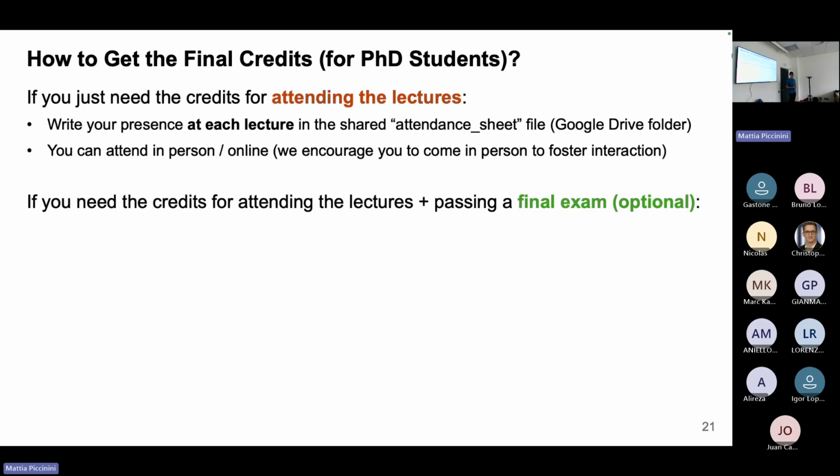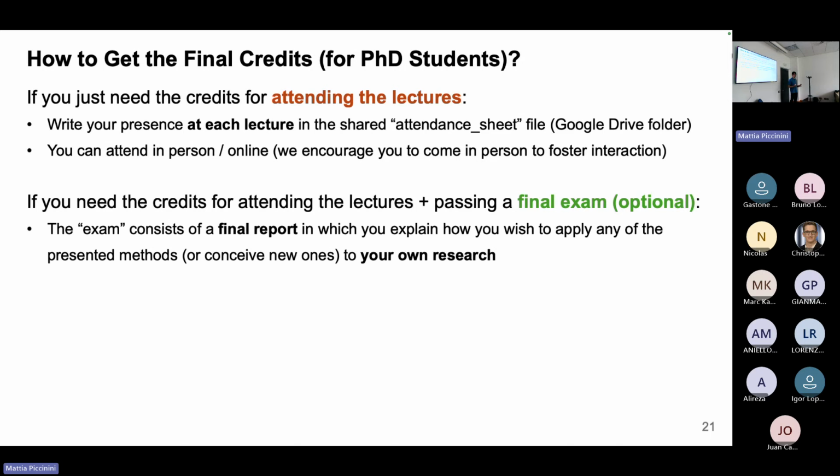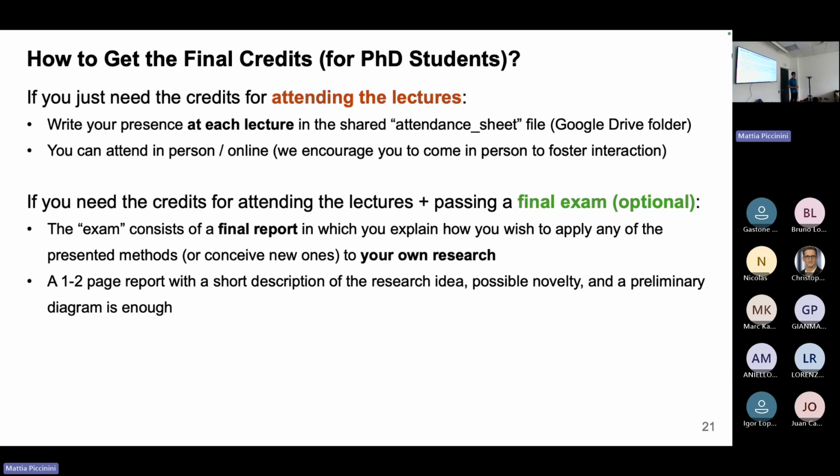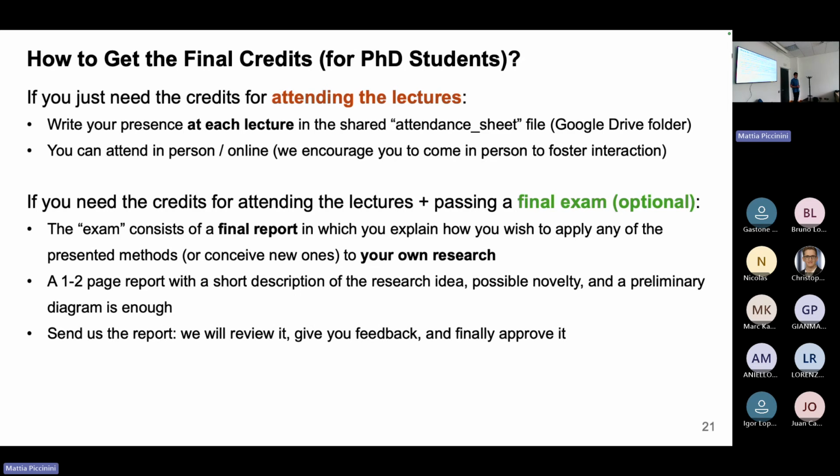If instead you also need a final exam, so if you need what in Trento are called Type A credits, then of course it is optional. You are not obliged to do that. But if you need that, then you can prepare a short report in which we want to see how you would like to incorporate some of the presented methods and use them for your own research. Some preliminary ideas are enough. Maybe a 1 or 2 page report in which you present the idea, maybe a preliminary diagram, what you want to develop. Is this new to your field? Something very, very preliminary. And then you can send it to us. We will evaluate it, give you feedback, and then you have the credits approved.